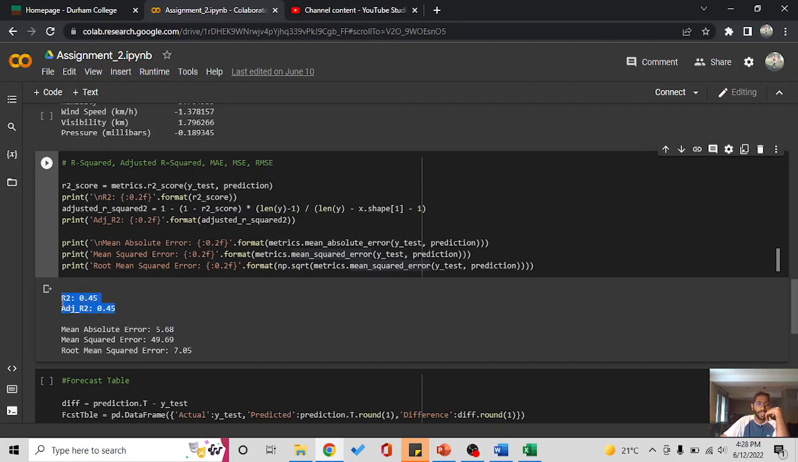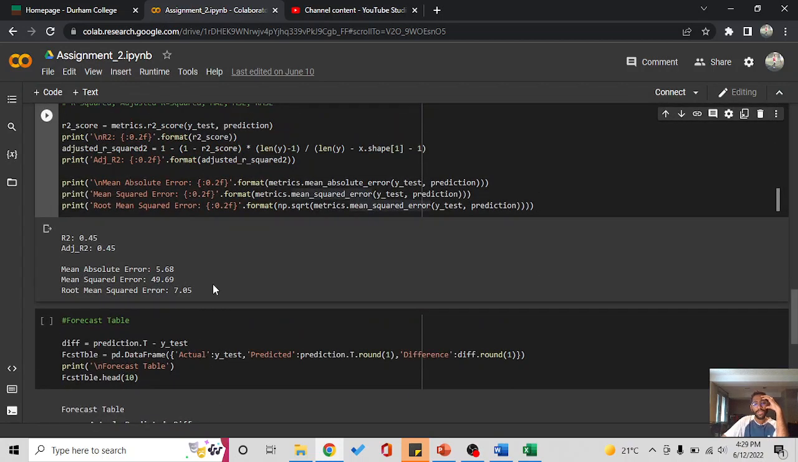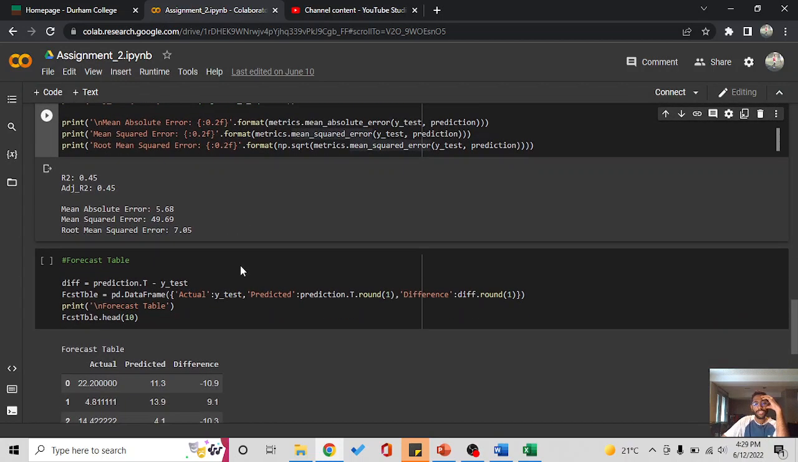Also, r square and adjusted r square should be between 0 and 1. So 0.45 is even lesser than 0.5, which makes this not a very good model. Mean absolute error should be close to 0, but it's 5.68. Mean squared error is really bad at 49.69, and root mean squared error is 7.05. So overall, our model is not really good, but we'll come to the reasons for that.